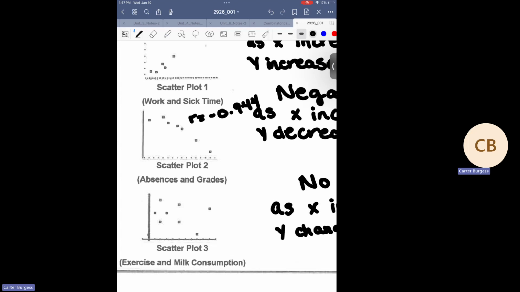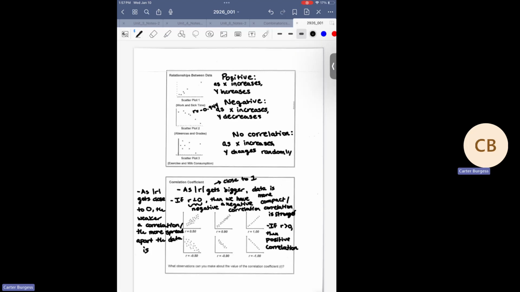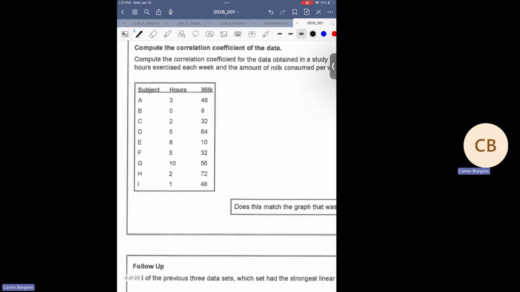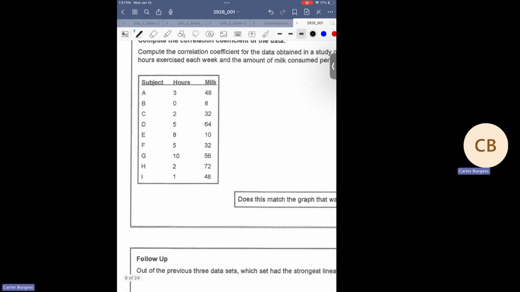Take a moment. We are going to take a stab at our third scatter plot data. Do we do the same thing we just did? Exact same thing. You don't need to calculate it. You don't need to show work. I'm not asking you to plug into the formula. I'm just asking you, what is the R value?